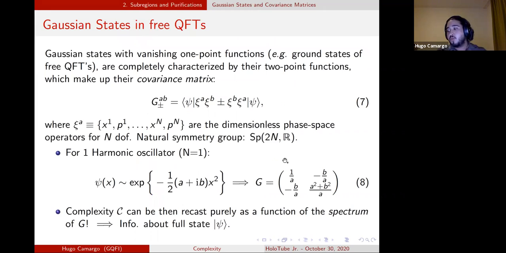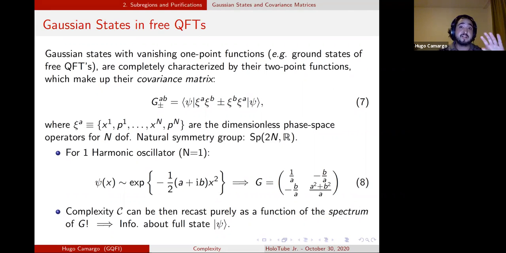Now, one of the things that we can do is deal with very special states in quantum field theory. And naturally, there are some states which stand out, for example, Gaussian states. Gaussian states with vanishing one-point functions are very interesting from the point of view that they are ground states of free QFTs. And the feature that they have is that they are completely characterized by their two-point functions.